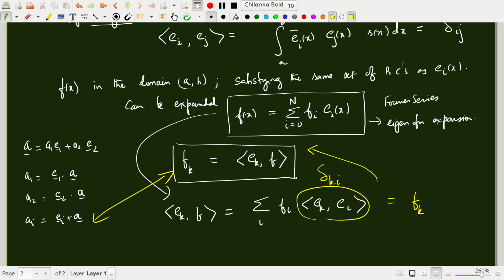These two are equivalent. This is in finite dimensional space, and this is in an arbitrary infinite dimensional space. Okay.